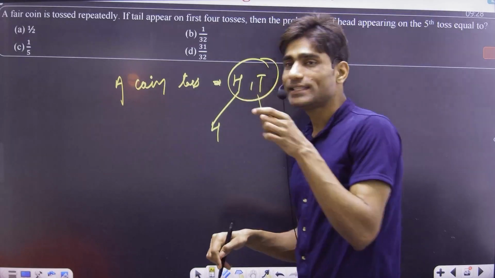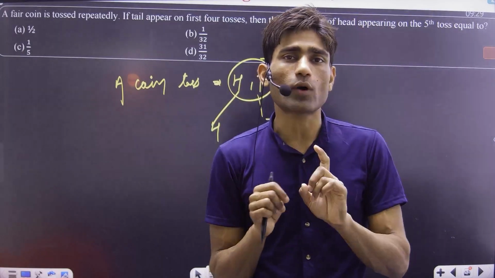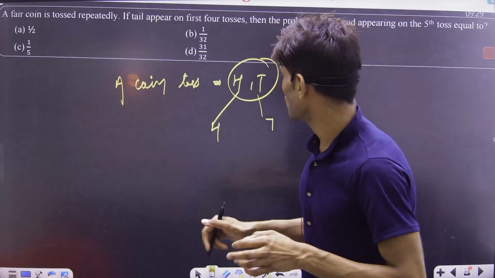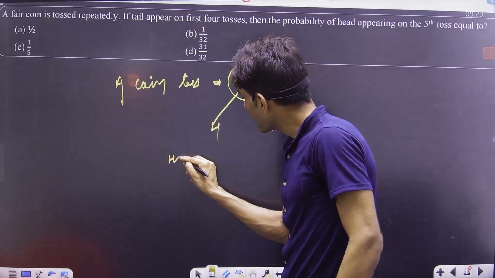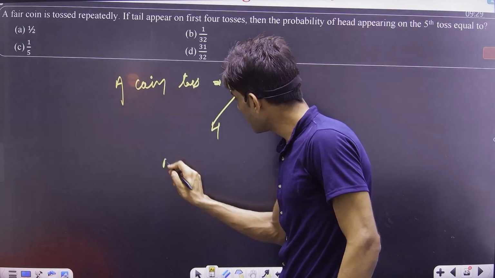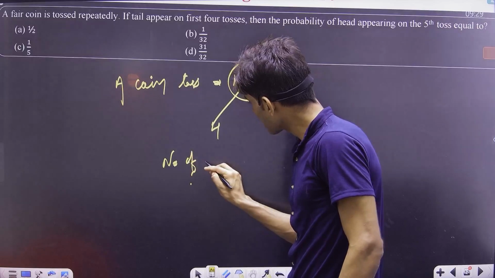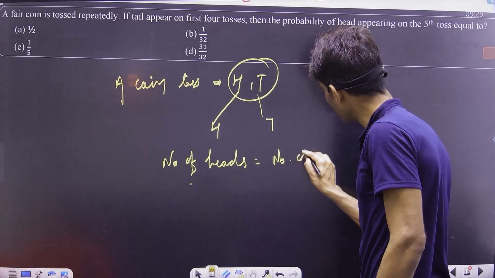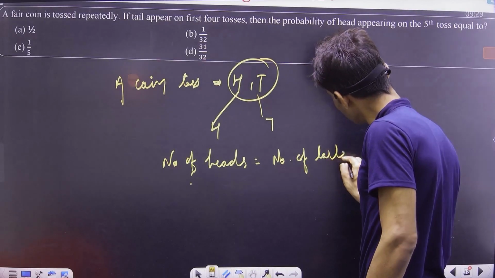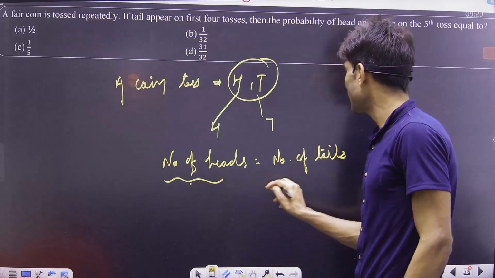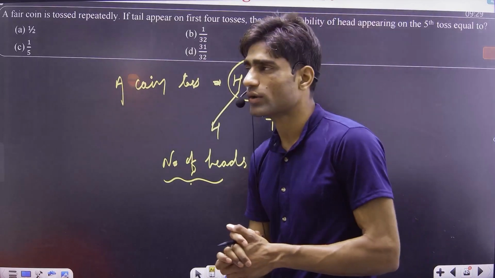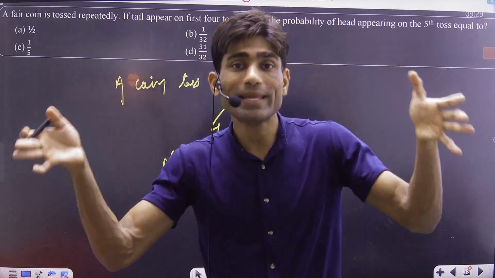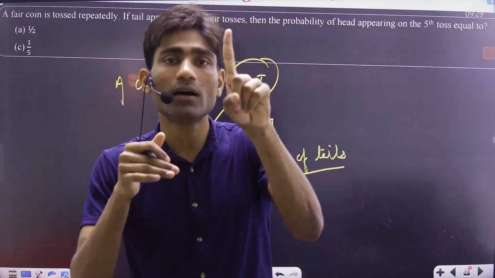Okay, now see that if you toss a single coin n times, you will get an equal number of likely outcomes. So the number of heads is equal to the number of tails. Here we get the number of heads and the number of tails both equal, and we know that when we add the probabilities of all outcomes, we get the value 1.